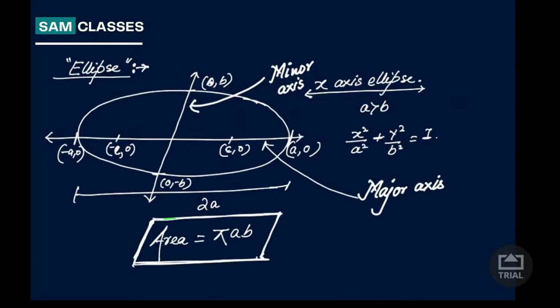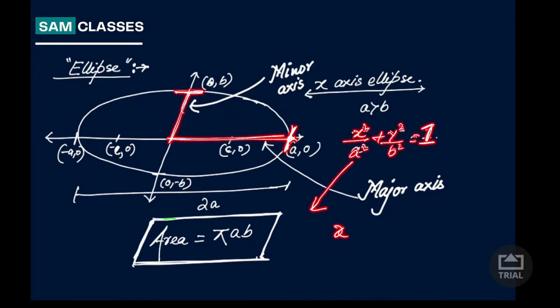Next page, ellipse. A very, very important ellipse. Understand first the equation of ellipse. The equation of ellipse is x square by a square plus y square by b square equal to 1. Now, what is this a and b? A and b mean where the ellipse is cutting the axes. Where it cuts the x axis, that is a. And where it cuts the y axis, that is b.